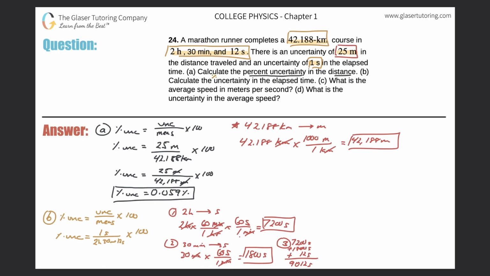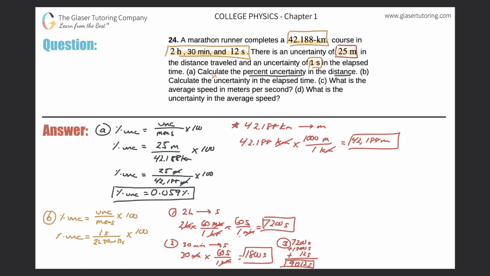Let me just double check my significant figures here. So 2 hours. Yeah, because we were certain that it was 2 hours. So this is good. Okay. And the 30 minutes was fine. Really, and it also tells us that the uncertainty lies in the ones place for the seconds. So we do have the correct number of significant figures here.